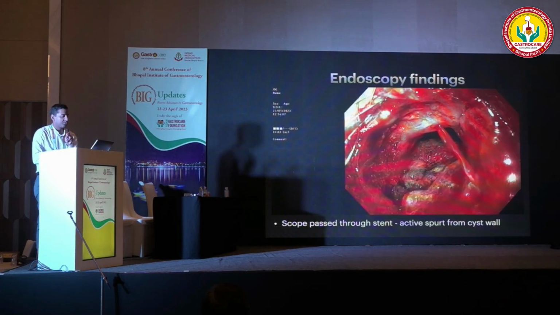This is the picture which was seen on endoscopy. Basically, what we see here is the scope has been passed through the stent into the cyst. This is the view inside the cyst. We can see that there is an active spurting bleeder, which is bleeding into the cyst. We can see here this is the mesh of the stent. So there was an active bleeder bleeding into the cyst, and ultimately it was bleeding into the stomach.